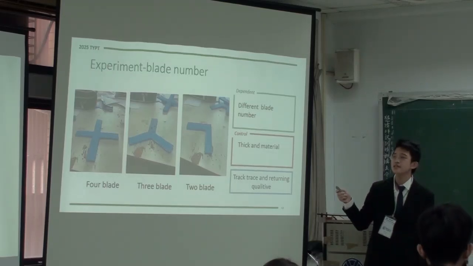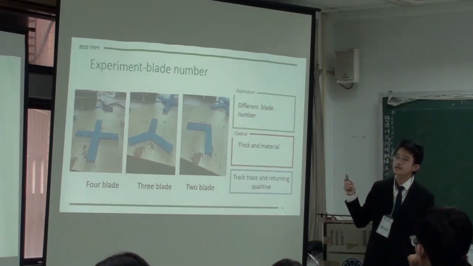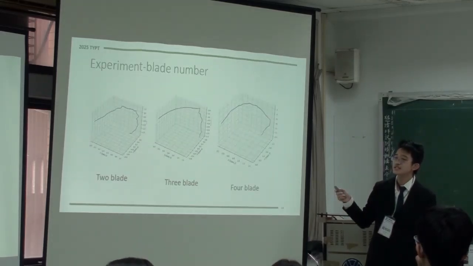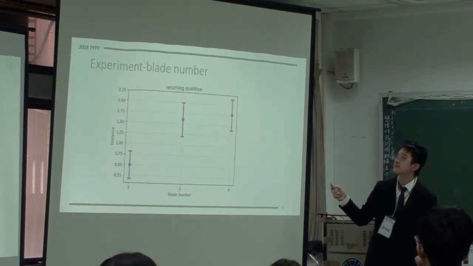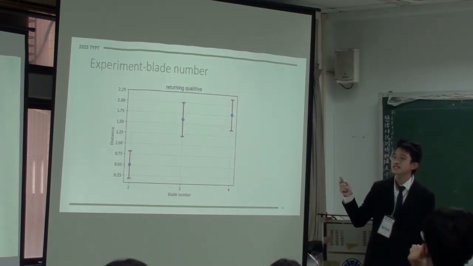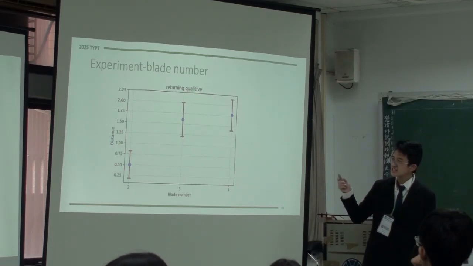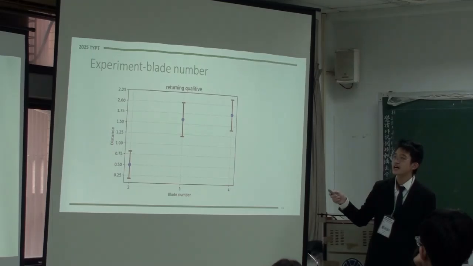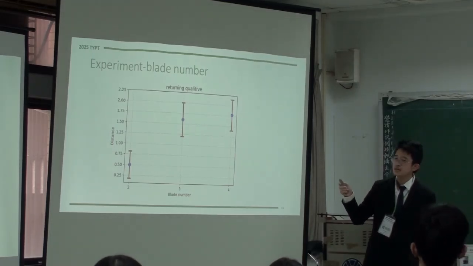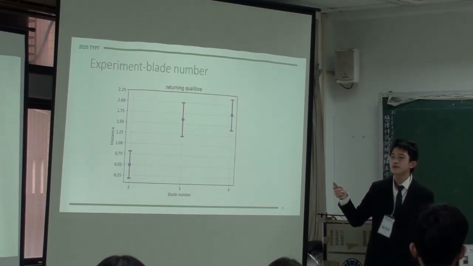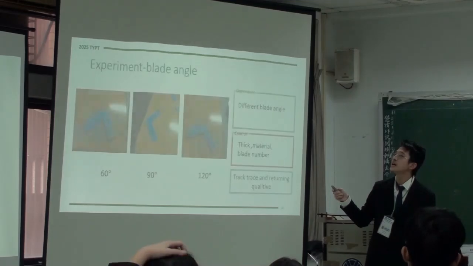And next is about braid number, and I control stick, material, and characters, and the returning quality. And this is tracked in different braid numbers, and then we can find out the two-braid boomerang has the best returning quality. I think it is because of the surface area. The more surface area there is, the more drag there is, and then it would make the boomerang harder to come back.